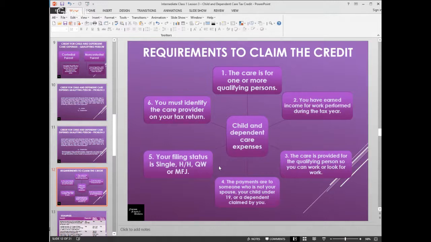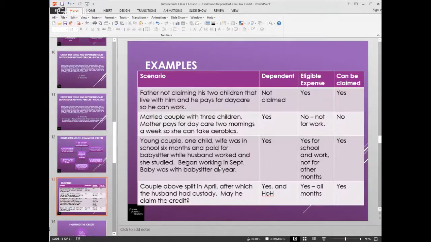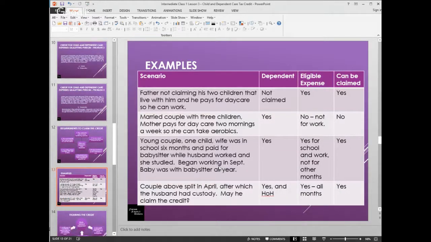And 6, you must identify the care provider on your tax return. So here are a couple of scenarios. The father's not claiming his 2 children that live with him, and he pays for daycare. So in this case, the dependent is not claimed. It is an eligible expense, and it can be claimed.